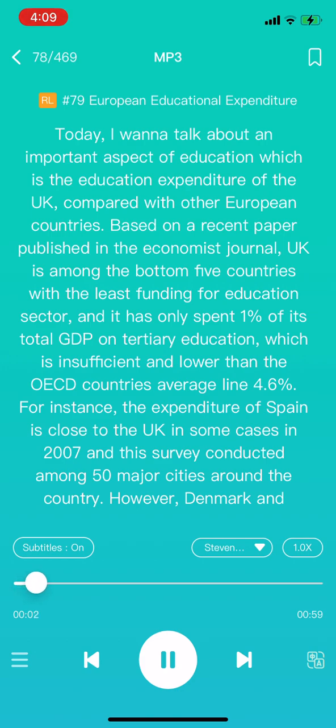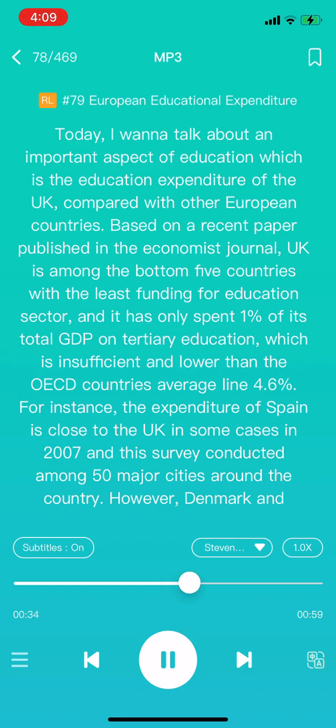Today, I want to talk about an important aspect of education, which is the education expenditure of the UK, compared with other European countries. Based on a recent paper published in The Economist Journal, UK is among the bottom 5 countries with the least funding for education sector, and it has only spent 1% of its total GDP on tertiary education, which is insufficient and lower than the OECD countries' average of 4.6%.